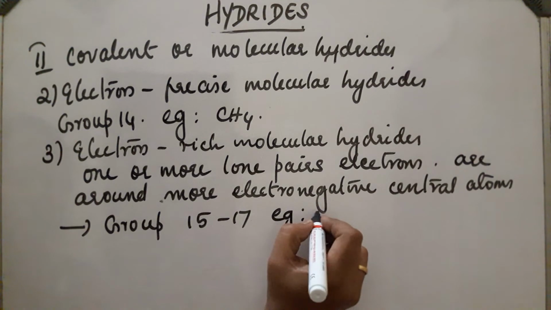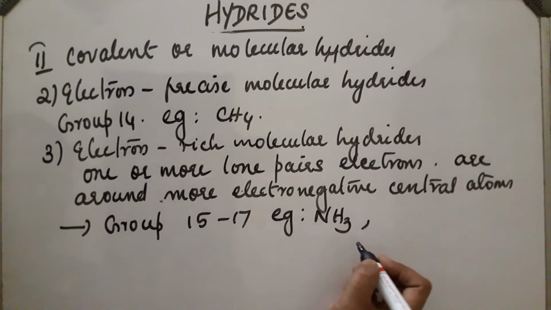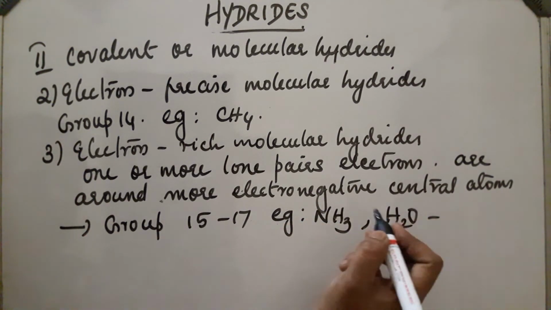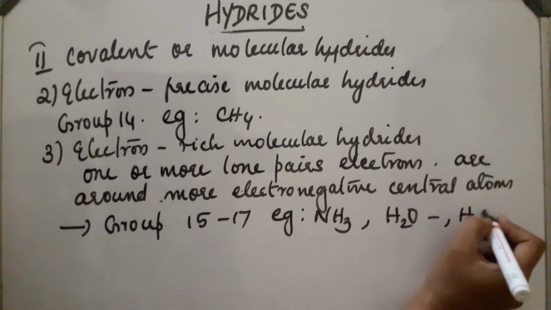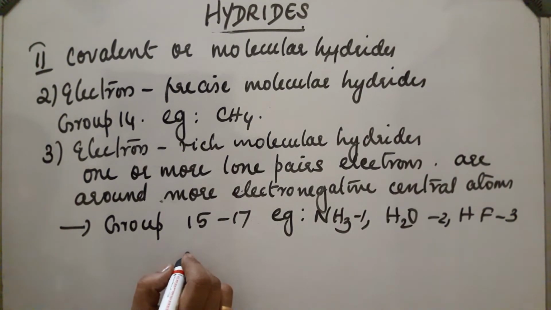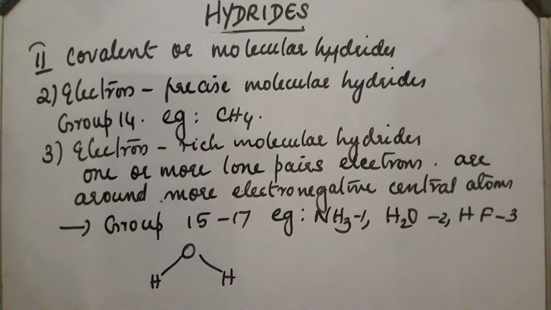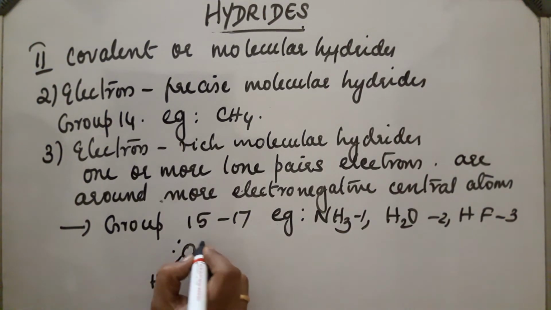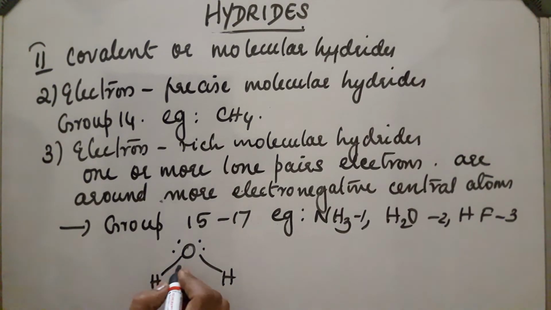Example, NH3. NH3 contains one lone pair, then H2O contains two lone pairs, and HF contains three lone pairs. Okay. If we draw the H2O molecule, the central oxygen atom, which is highly electronegative, contains two lone pairs of electrons. Due to this lone pair, this angle is distorted, and this is the bond angle. Okay. These are some of the examples for covalent or molecular hydrides.